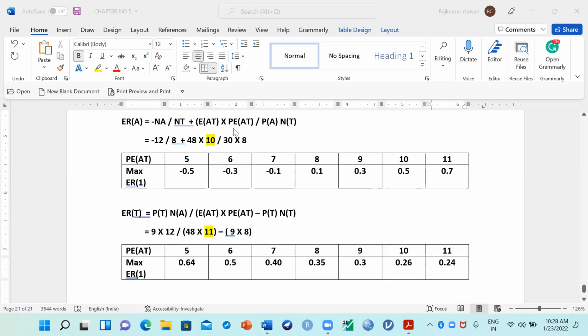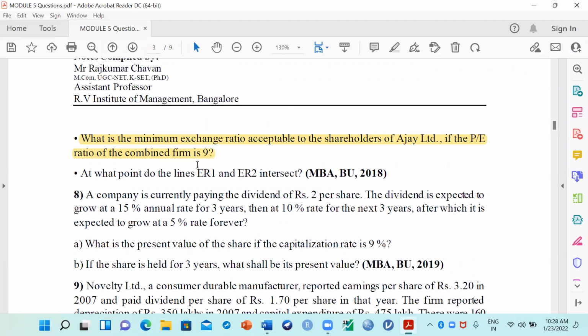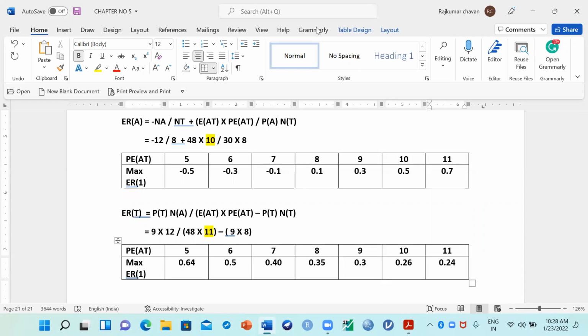Is it clear? So now what is the question they are asking you? At what point do the lines ER1 and ER2, the exchange ratio 1 and 2, intersect each other? Can you tell me by seeing this, in which P/E ratio they are intersecting? Just see there, where is the common P/E, ER1 and exchange ratio? Both the tables I have given in front of you. Can you tell me where it is intersecting?